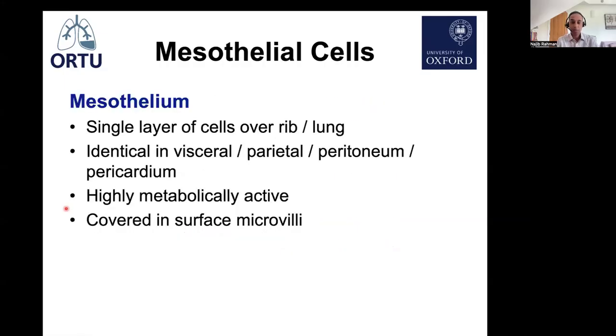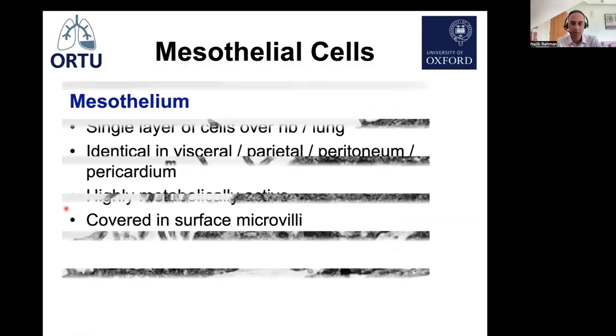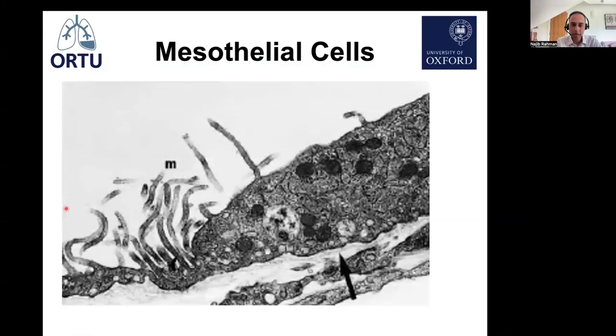So the mesothelium is an important tissue. It's a single layer of cells, as I've said. It's exactly the same, regardless of where you find it: visceral, parietal, peritoneal, or pericardial. And all of you will have read about cases, for example, of mesothelioma found in the tunica vaginalis or within the abdomen. And this is because of the identical mesothelial cell layer. But it is not a boring tissue. It's very metabolically active and covered in surface microvilli, which is typical of cells that have high metabolic and secretory activity. And this is what it looks like under electron micrograph.